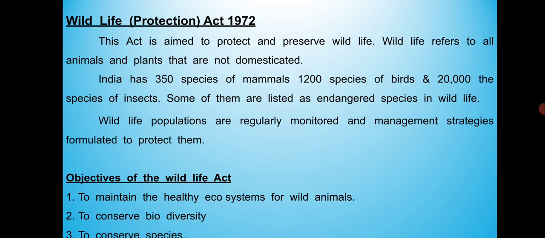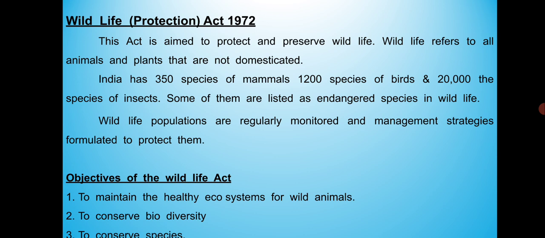Next one is Wildlife Protection Act 1972. This act is aimed to protect and preserve wildlife. Wildlife refers to all animals and plants that are not domesticated. India has 350 species of mammals, 1200 species of birds and 20,000 species of insects. Some of them are listed as endangered species in wildlife. Wildlife populations are regularly monitored and management strategies formulated to protect them.